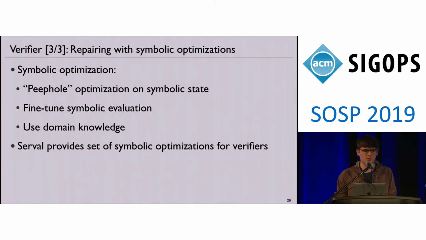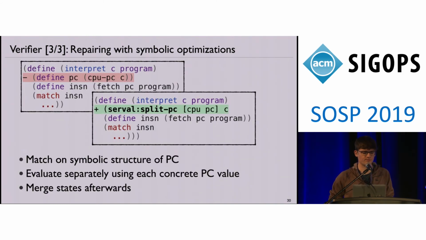And it lets the developer of the RISC-V verifier use domain knowledge about RISC-V to help improve the verification performance for real systems. And Serval provides a set of these symbolic optimizations that deal with patterns that are commonly found in systems code, like this symbolic program counter example, and others such as dealing with symbolic memory addresses. So, armed with this idea of a symbolic optimization, let's see how we can use an optimization to fix this bottleneck to deal with the symbolic program counter.